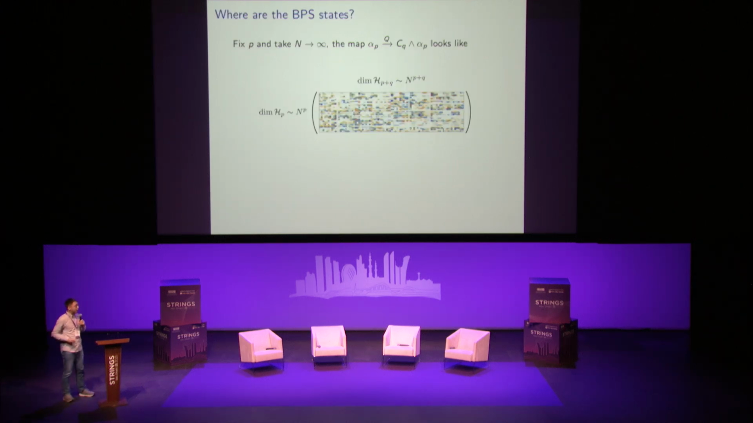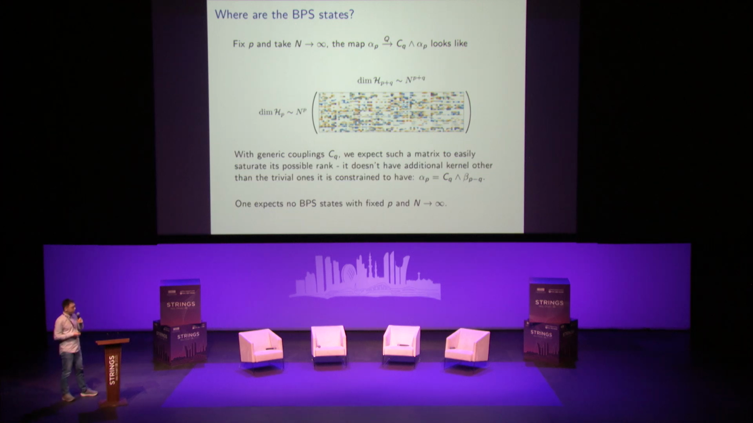Good. Now with all this set up, we can ask where are the BPS states in this model? So let's first make one observation, that is, if we keep P fixed and take N to infinity, then the map from the P form to P plus Q form looks schematically like the following. So it looks like a very, very long rectangular matrix with a number of rows given by the number of P forms that scales as N to the P, while the number of columns scales as N to the P plus Q, which is much larger in this limit. And this matrix has these random coefficient C's sprinkled here and there. So with generic coupling C, meaning C's that do not carry any extra structure, we expect such a matrix to easily saturate its possible rank, just because there are so many more columns compared to the number of rows.